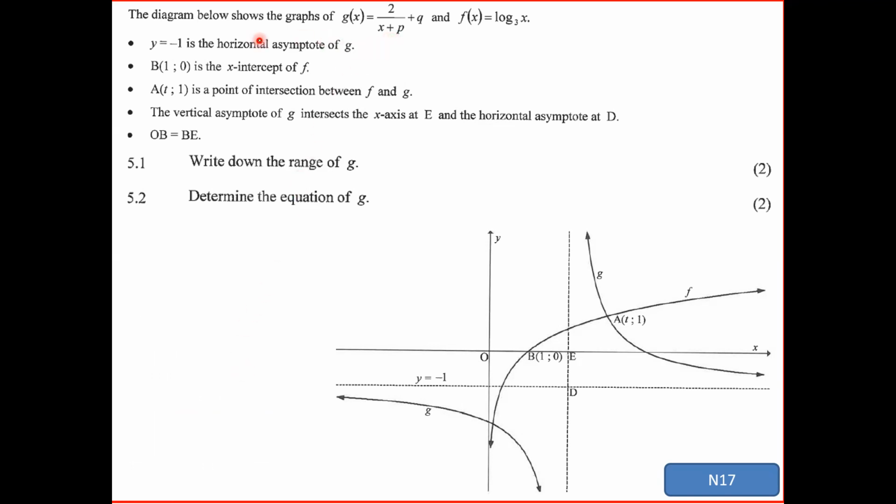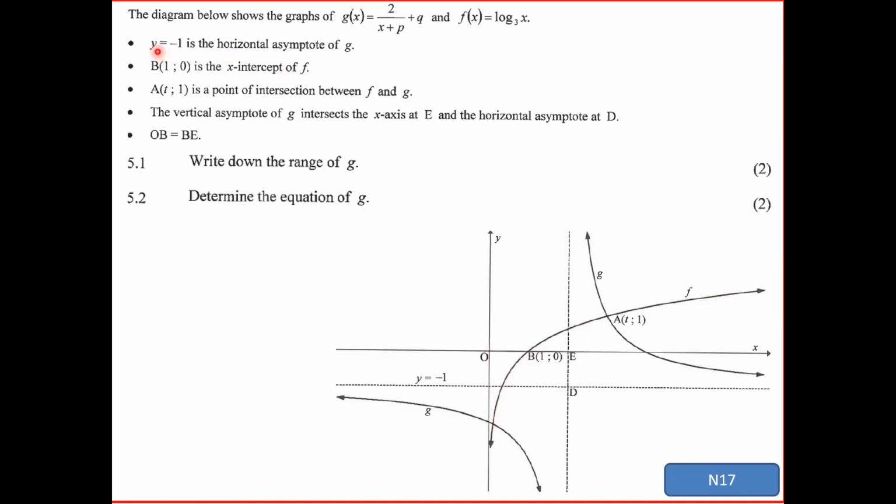All right, so the diagram shows the graph of g of x equals 2 over x plus p. Now remember, p represents the vertical asymptote, and then we have q, which represents the horizontal asymptote of the hyperbola. As you can see, there's one part of the hyperbola, there's a second part. They're also giving us a log graph, f of x equal to log x base 3, which you can see.